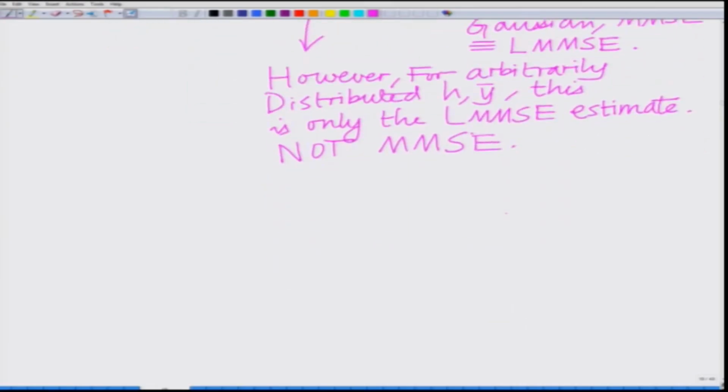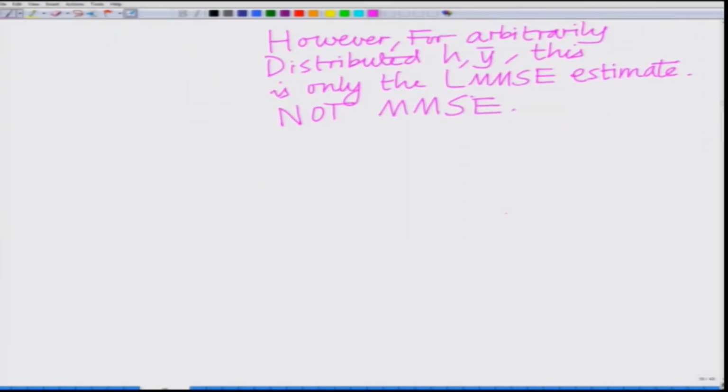Which is basically the optimal amongst the class of linear estimators. So, this is the expression for the LMMSE estimate, which we are going to invoke again fairly often, and this is an important result because the LMMSE estimate is widely used in both signal processing and communications, in several applications.